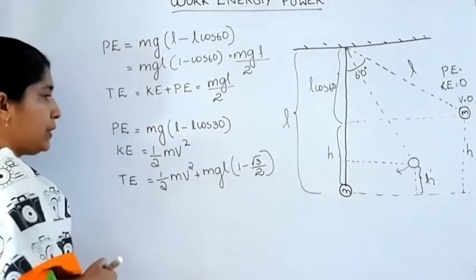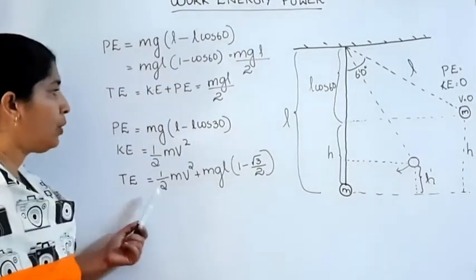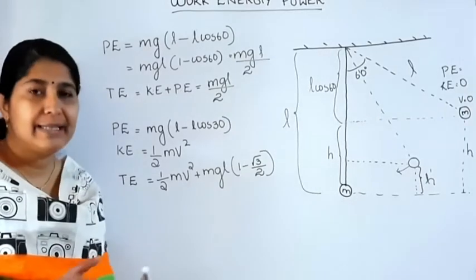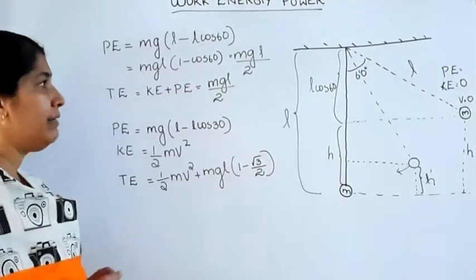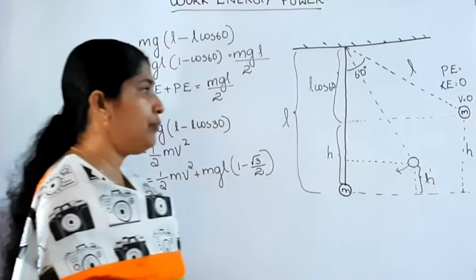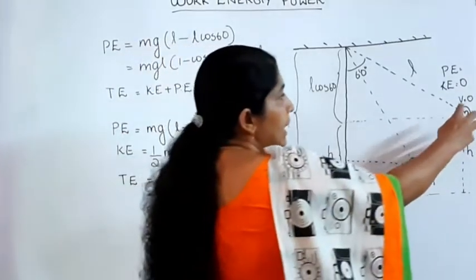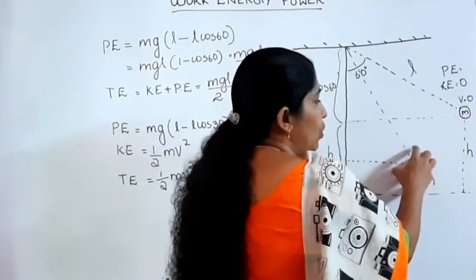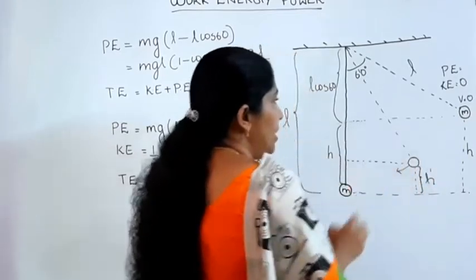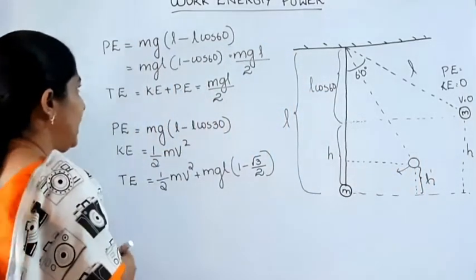Okay, cos 30 is equal to root 3 by 2. Now we can apply conservation of energy. Conservation of energy states that the total energy at this position is equal to the total energy at this position. So, we can equate the total energies.